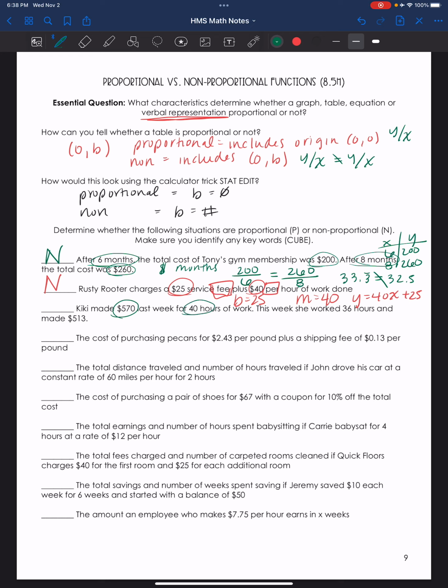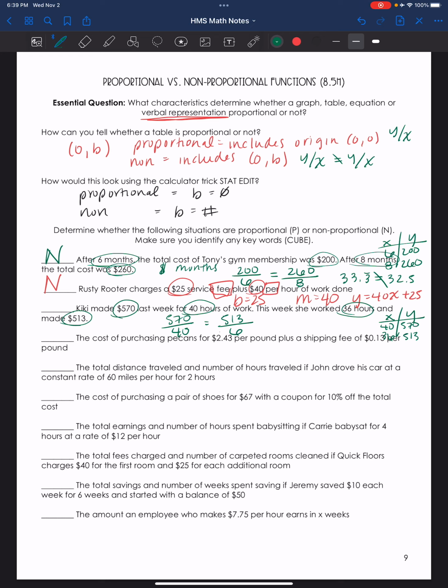Next. Kiki made $570 last week for 40 hours of work. This week, she worked 36 hours and made $513. Cool. It looks like the same setup as my first problem. I've got money and hours. So again, I can do an XY table and do 40 hours for 570 and 36 hours for 513. However, I am going to use y divided by x equals y divided by x. So 570 divided by 40 should equal 513 divided by 36.